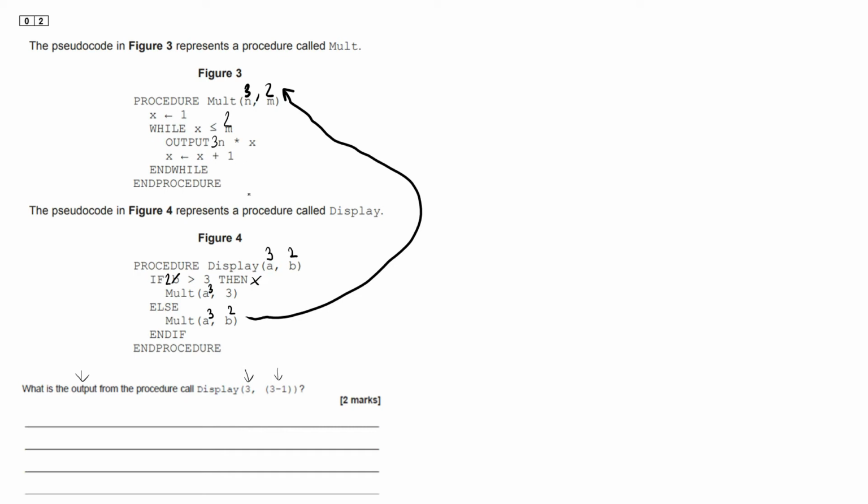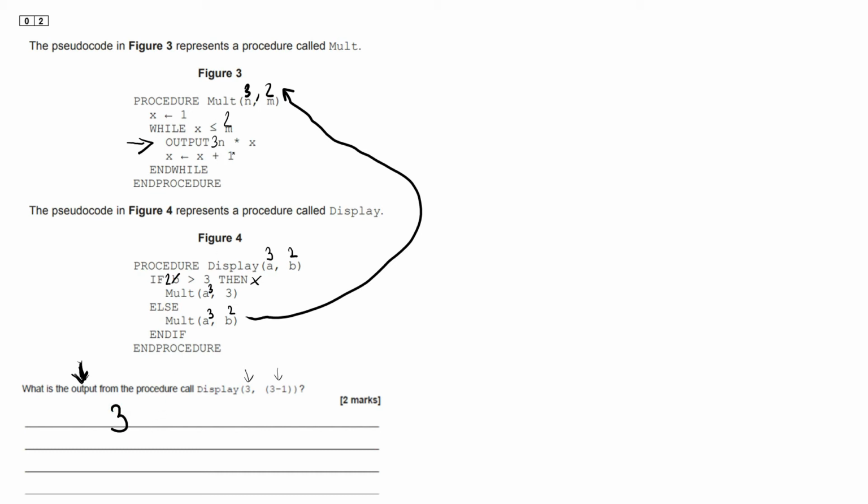So what is actually going to be displayed on the screen when this procedure call is run? So that is our output there. Okay, there's nothing else that's an output. Remember, we're looking for an output like that. So let's go back to this then. So we're outputting 3 times x. So 3 times x is 3. So the first thing that's going to be output is a 3.